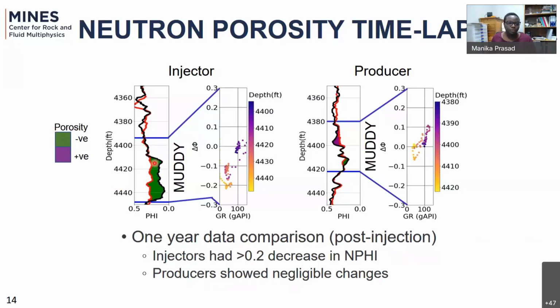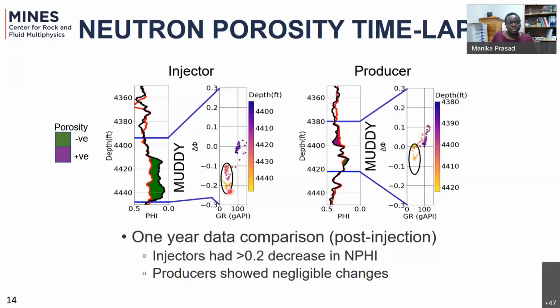So going with the injector, it's interesting to find that within the muddy, the high permeability and high porosity zone has the greatest change, and we'd expect that because CO2 would preferentially move through the easiest flow path and not go through the low permeability area. So it's interesting to find that a neutron porosity decrease was observed in the injector, quite significant, all the way to greater than 20%.